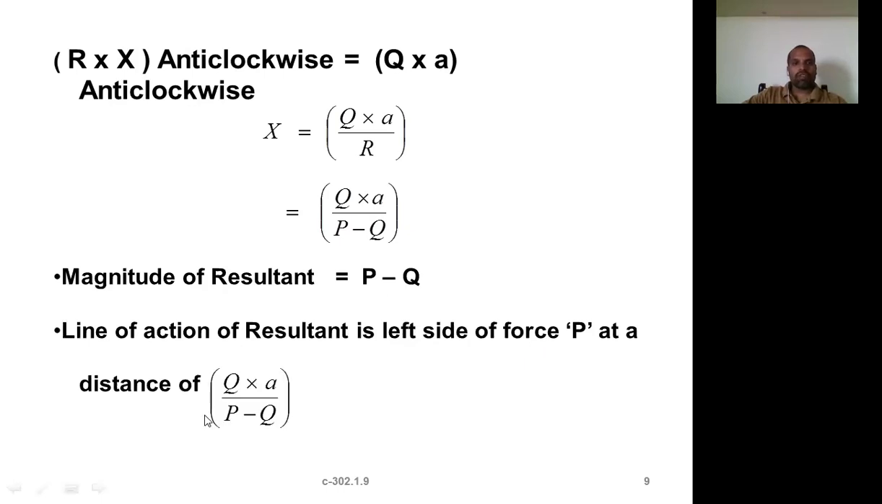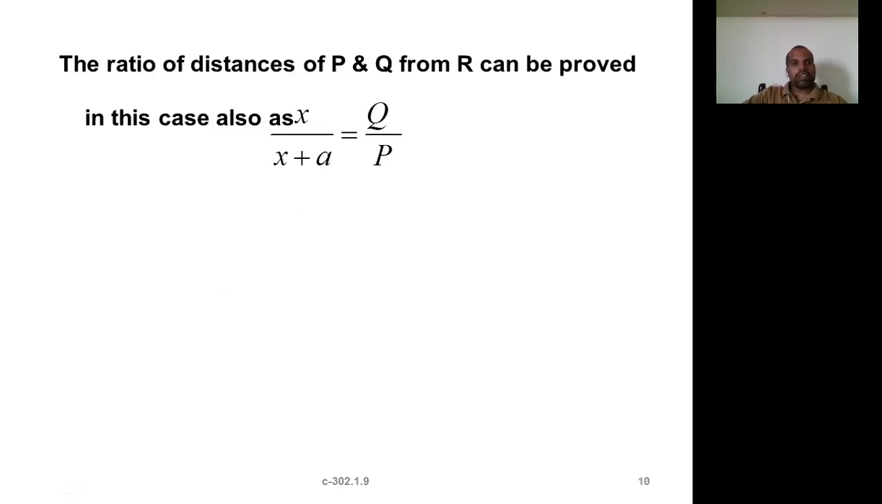The resultant is P minus Q, that you have to do. Next, the ratio of distance of P and Q can be proved in this case as x by x minus a is equal to Q by P.